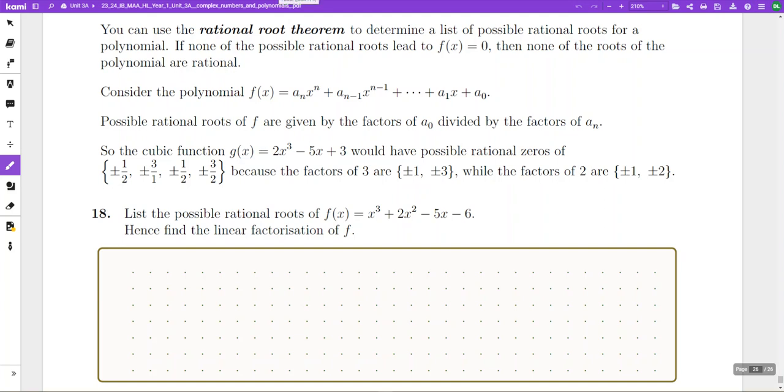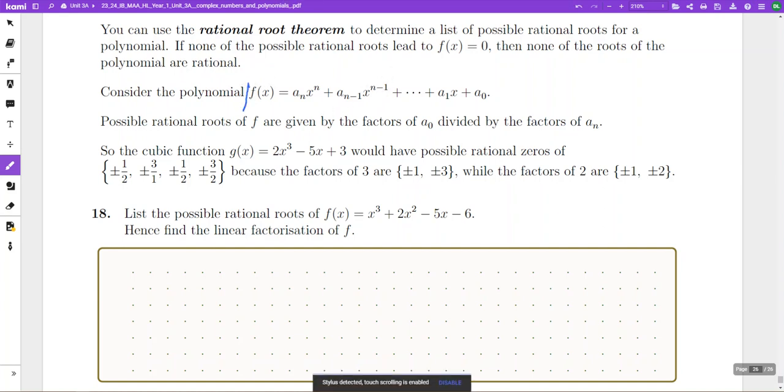Hello. In this video, we're going to do a quick showing of how we can use the rational root theorem to determine a list of possible rational roots for a polynomial. And if none of those possible rational roots lead to the function being zero, then none of the roots of the polynomial are rational. And either the roots of the polynomial are complex or they are irrational.